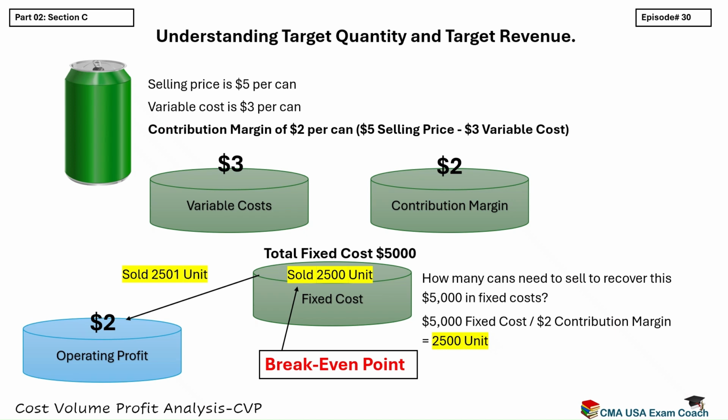So this is how we calculate and understand target quantity: how many units we need to sell to achieve break-even or a profit goal, and how contribution margin helps us recover fixed costs and eventually start making profits.